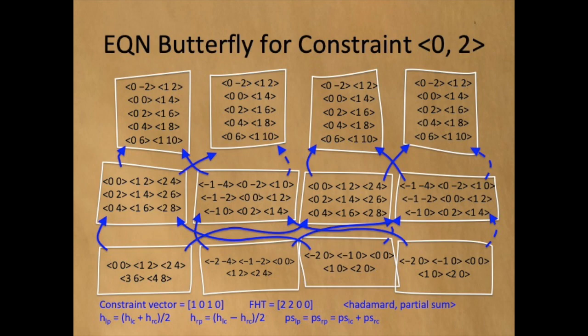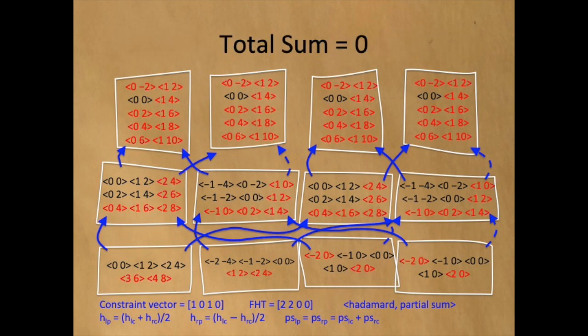The tuples in the bottom row show each Hadamard value with its corresponding partial sum value. The partial sum value comes from multiplying the Hadamard value times the corresponding element from the fast Fourier transform of the constraint vector. The middle tier shows all tuples that derive from valid tuples in the bottom tier, and the top tier shows all tuples that derive from valid tuples in the middle tier. Now, if we require that the total sum equals 0, then only the tuples in black in the top tier are valid, because all of the other tuples have a total sum that is not 0.